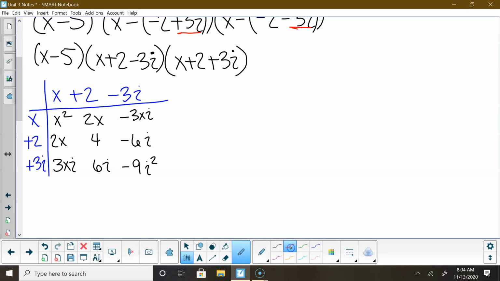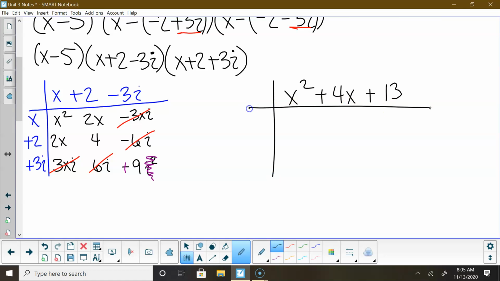So what all cancels out? Yep, the 3xi's. And then my 6i's, right? And then remember, anytime you see an i squared, this is a negative 1. So I'm just going to get rid of it here and change that to positive. So what I end up getting is x squared plus 4x plus 13.